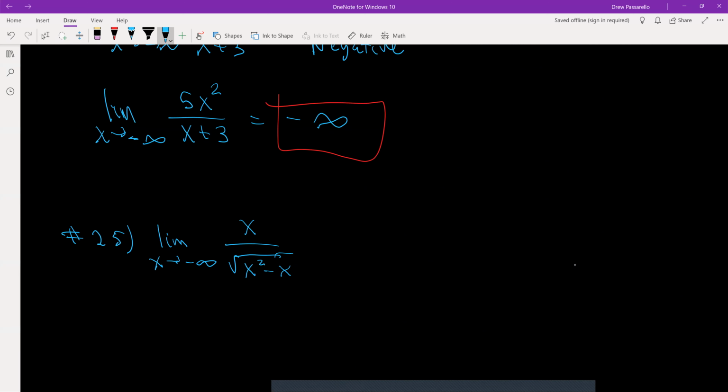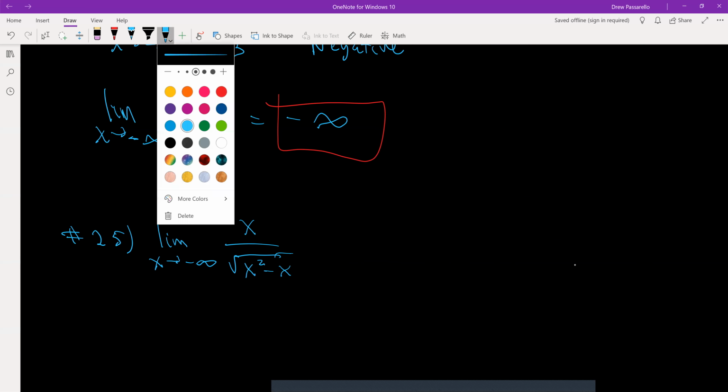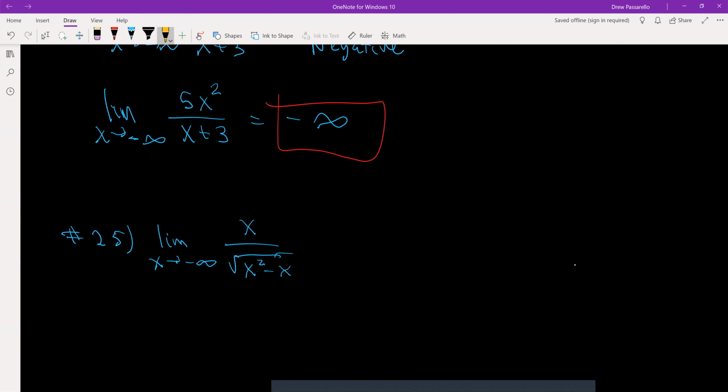So this one's difficult because, for one thing, I have a square root in the denominator. And all the other questions I've done, I haven't had a square root. And so that's something that's different. They do give you a hint.